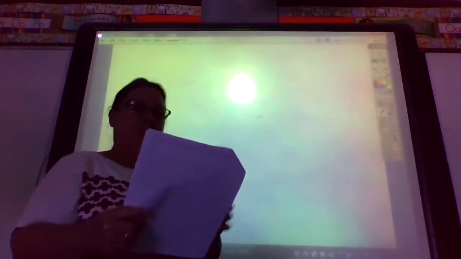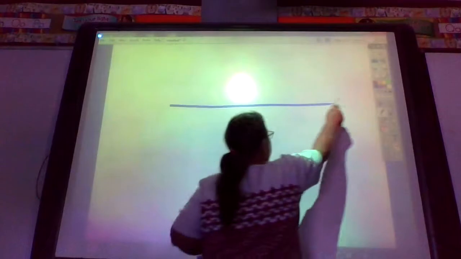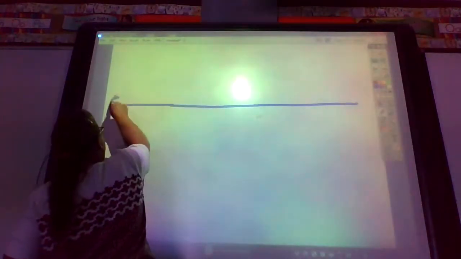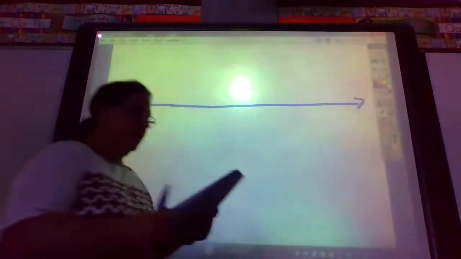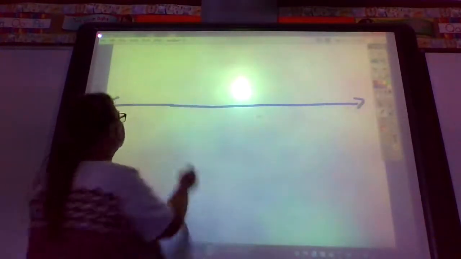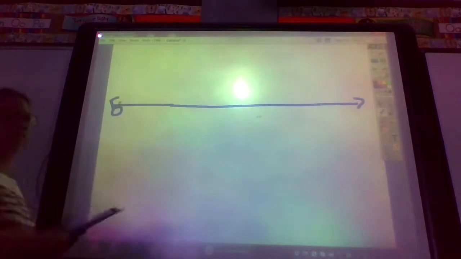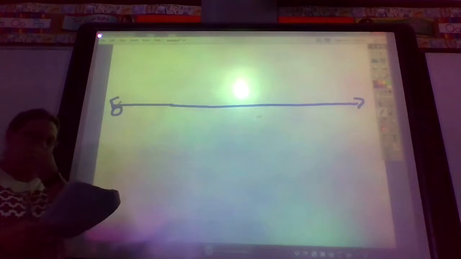Okay. We're going to use this number line, the first number line on your paper. I'm going to make mine really big, and you guys have your number line already. Right at the end, we're going to make sure that we put a 0, because that's where we start.